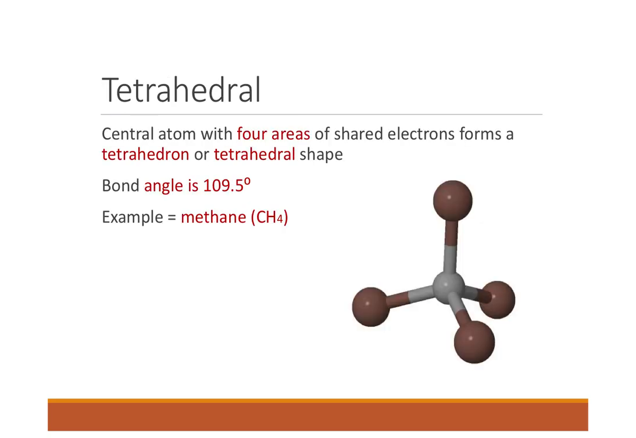What arrangement of atoms is going to cause that? Well, a tetrahedral shape comes from a central atom that has 4 areas of shared electrons around that atom. And the distance between each of those bonds, or the bond angle, is 109.5 degrees. So between these two is 109.5, and between these two is 109.5. So it's all 109.5 because it keeps everything as far apart from each other as possible.